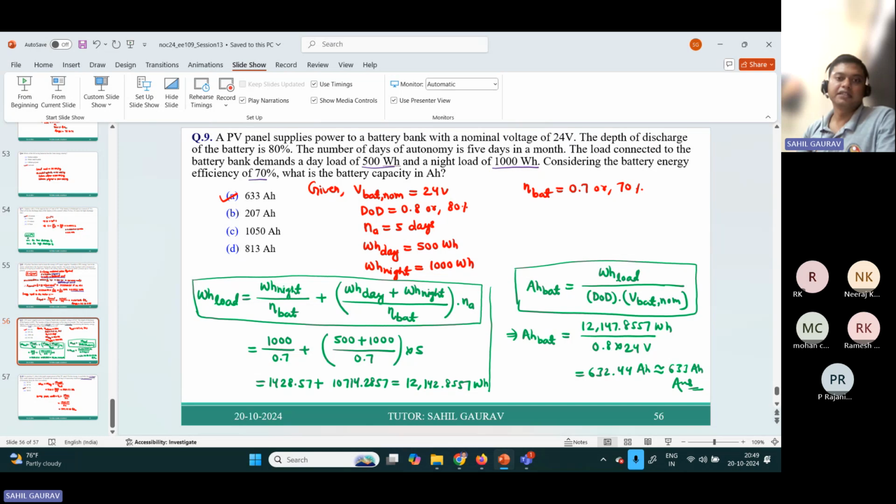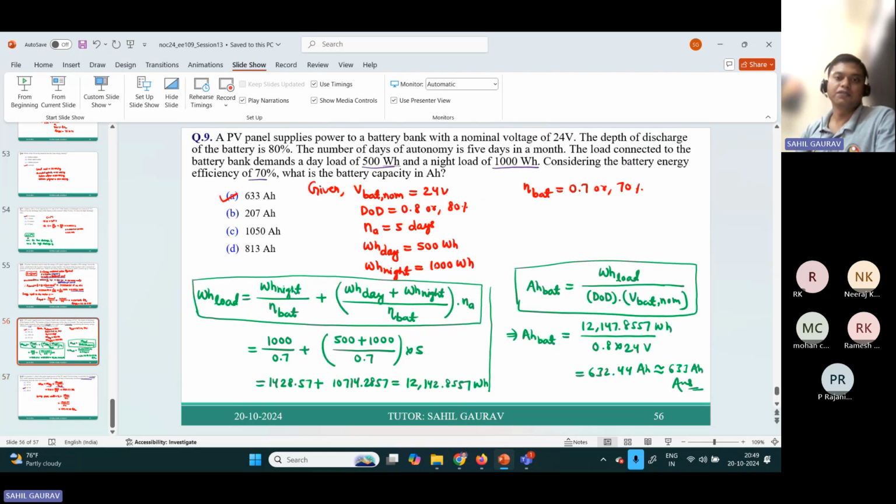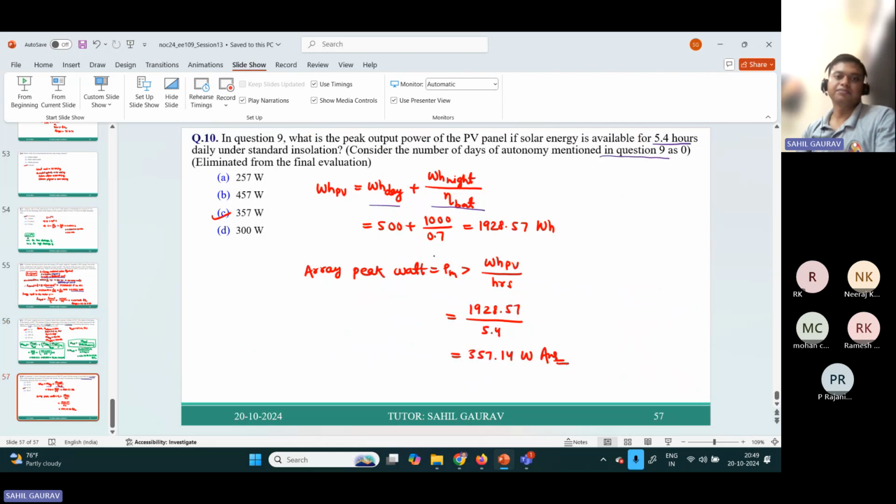So for designing of battery, we have to consider the night time and the days of autonomy. And for designing of PV, we have to consider the power being supplied during daytime, and the power being supplied to the battery to deliver the power during night time. So this is the formula for designing of battery and designing of PV panel, PV array.